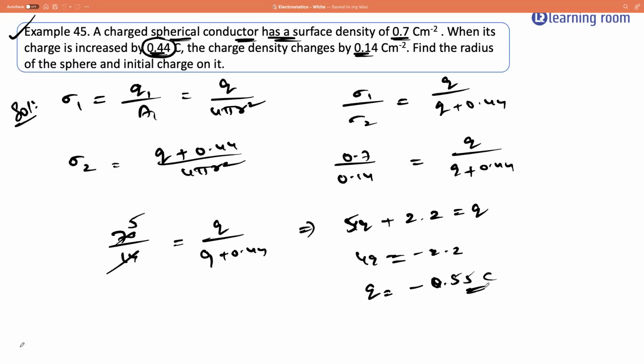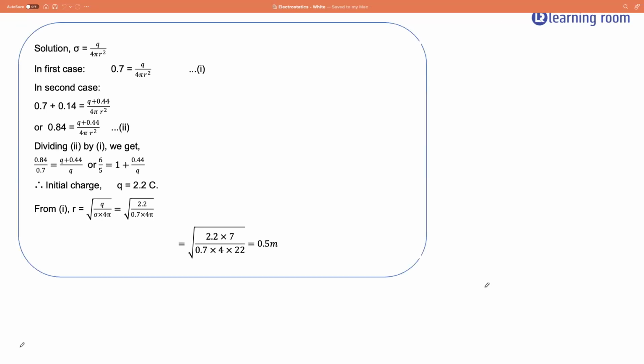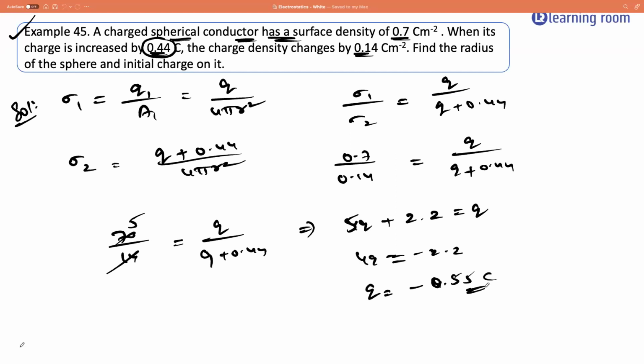Charge is given. Initial charge is 2.2 Coulomb. Where did I go wrong? Is there any mistake in the calculation?